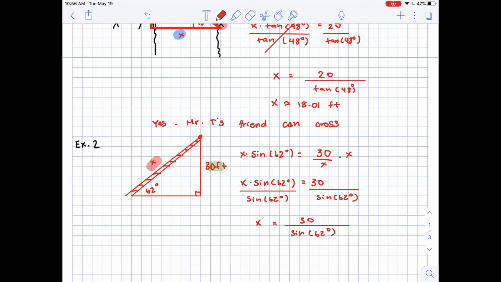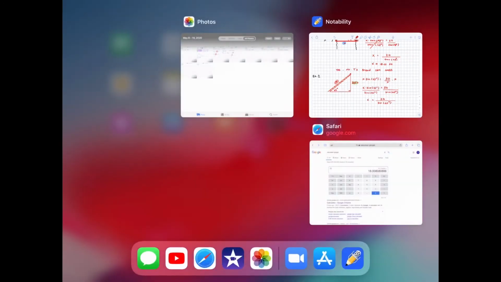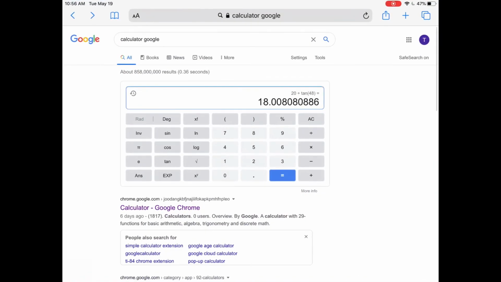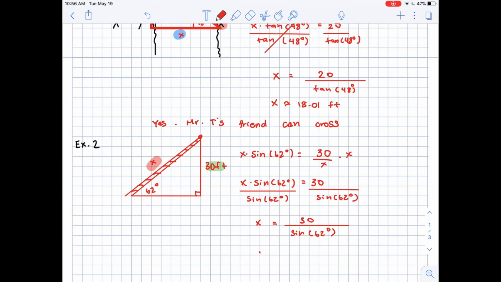So, how long does my ladder need to be to reach that point on the wall, 30 feet high up? I do 30 divided by the sine of 62 degrees. And I get 33.98. That's a long ladder. That's a really long ladder.